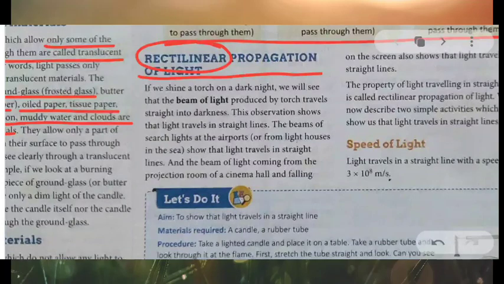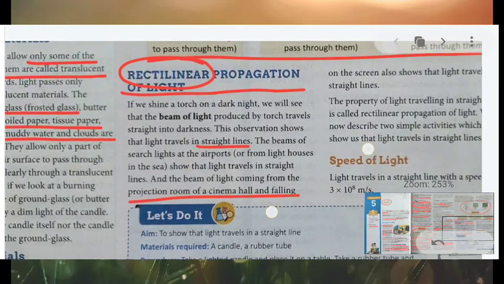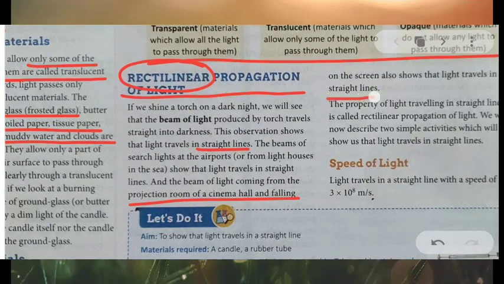Now if we shine a torch on a dark night, we can see the beam of light. If we turn on a torch in a dark room, we can easily see the beam of light, and we can observe that the beam of light is traveling in a straight line. The beam of a searchlight at the airport or lighthouses in the sea shows the light travels in a straight line, and the beam of light coming from the projection room in the cinema hall falling on the screen also shows the light travels in a straight line.